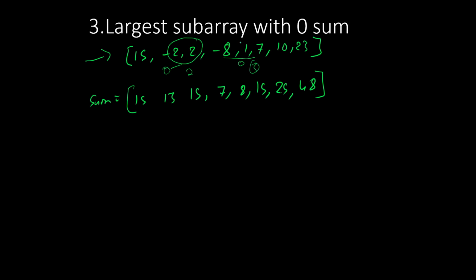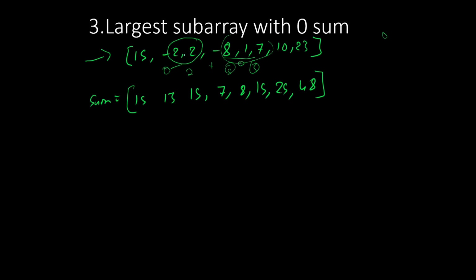But if you see, continuously, minus 2, 2 is 0, and this is also 0, so it is in continuous order. So 2 plus 3, we have a total length of 5 now. We don't have any more subarrays with zero sum here, so we need to return the length 5, because minus 2 plus 2 plus minus 8 plus 1 plus 7 will give us 0. And we will be discussing the approach here.